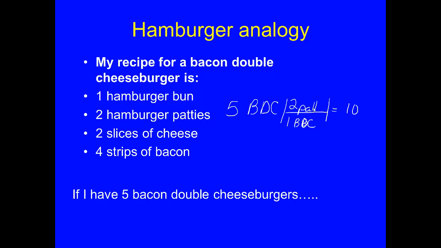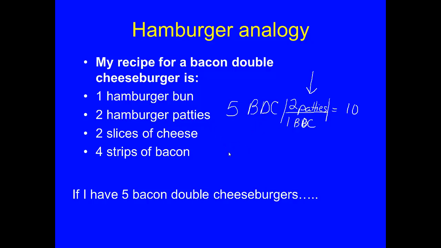Probably most of you are going, duh, Mrs. Mahoney, I could see that in my head. But what I want you to know, this is the new step that we're going to be using. This is just the ratio that I used in this hamburger analogy, that I know that for every 1 hamburger, I need 2 patties. So if I asked you how many strips of bacon, then you could say, well, for every 1, it's 4 to 1. So 5 times 4, that's 20.